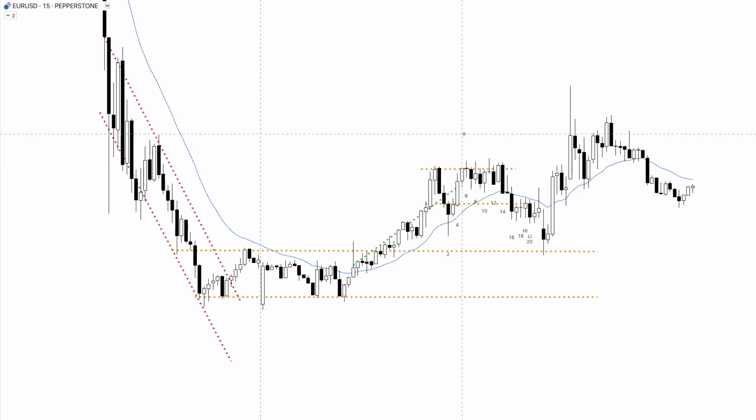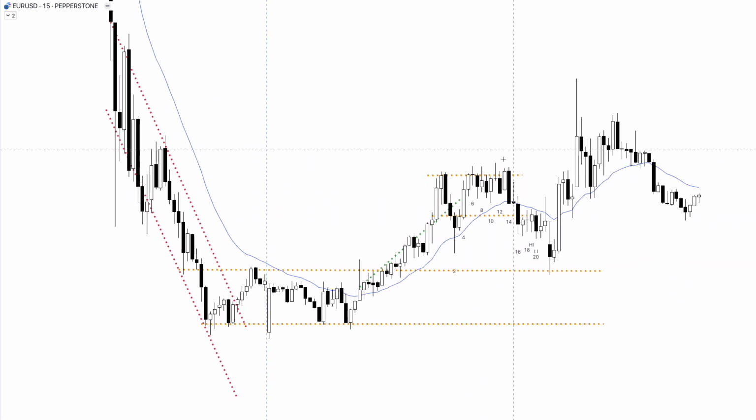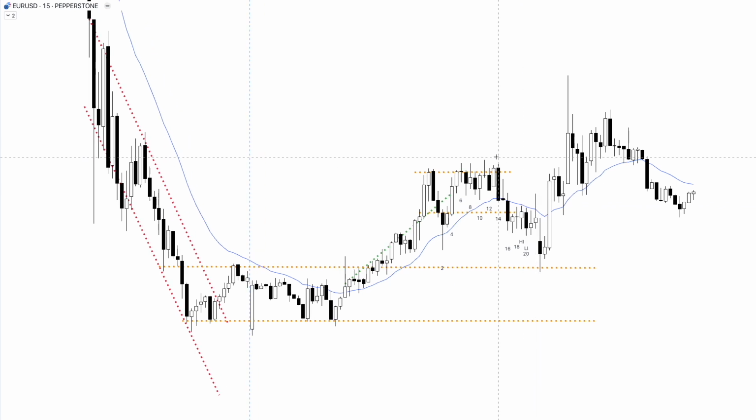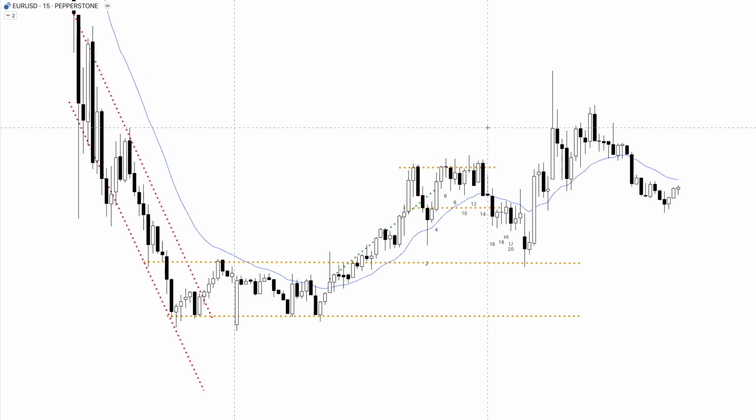So you really should just look at your 15-minute chart just to get an idea of the overall bigger picture. Lance Beggs would call that your battlefield. And I think that's a good description of it.